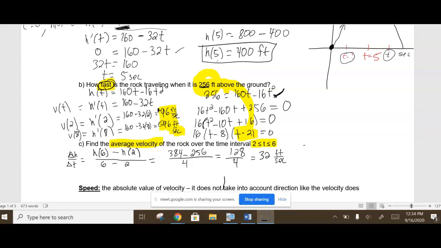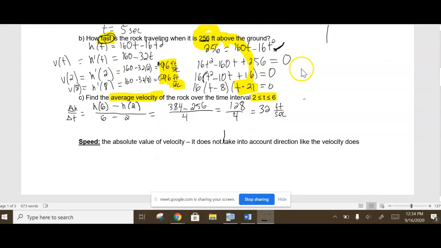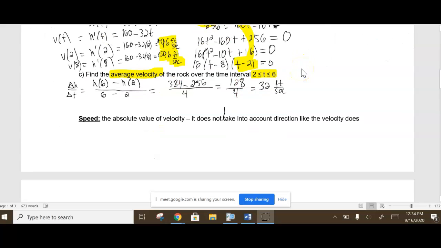to the change in position. All right. Speed, we'll dive into this more in due time. Right now, just kind of understand this definition. The speed is the absolute value of your velocity. So it's strictly how fast we're going.